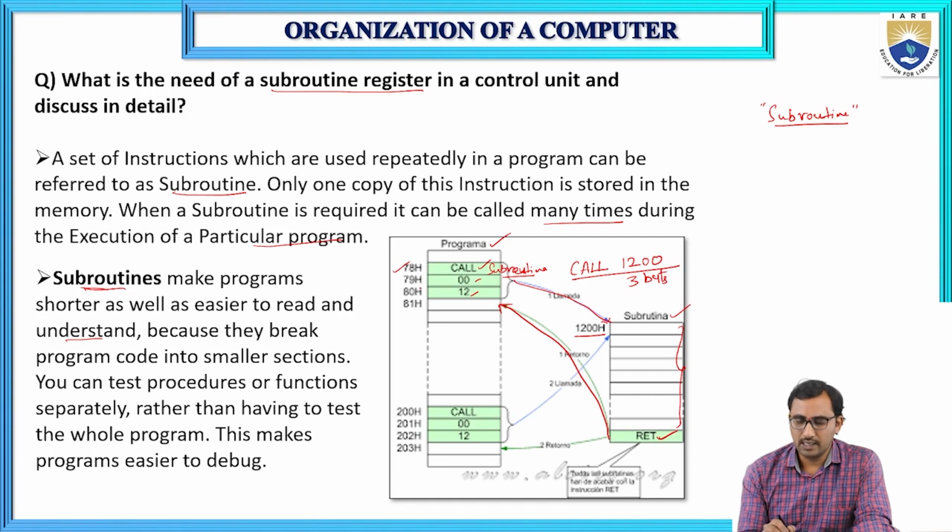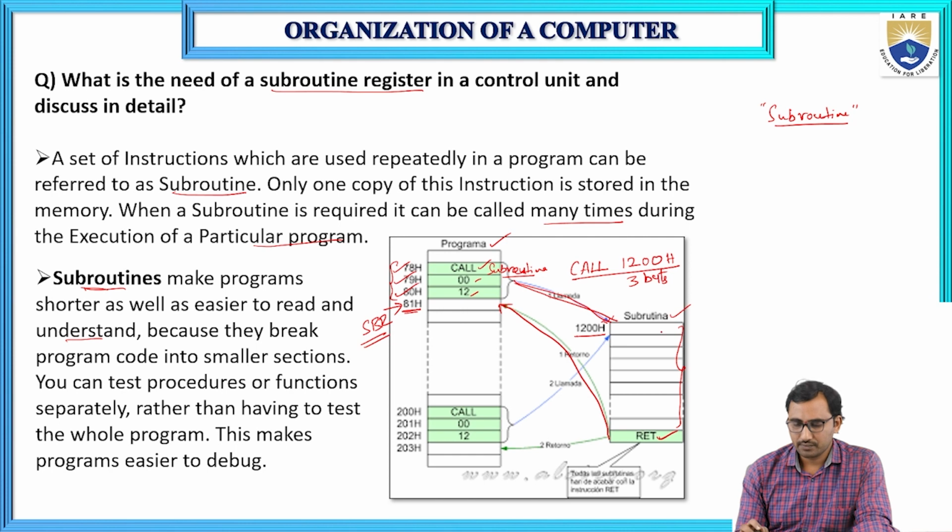It is located at instruction 78, so 78, 79, 80, these three memory locations are occupied by this CALL 1200H. That means the next instruction is placed at 81H, so 81H is the return address. Whenever the program control is transferred from the main program to the subroutine, the return address 81 is stored in the subroutine register, that is called SBR.